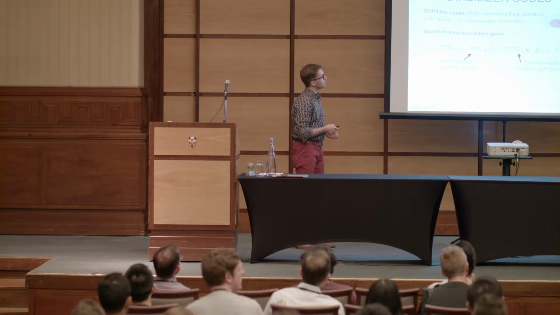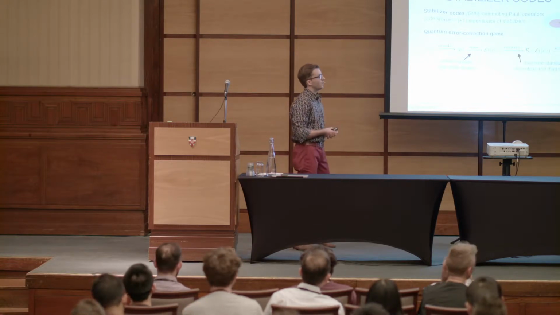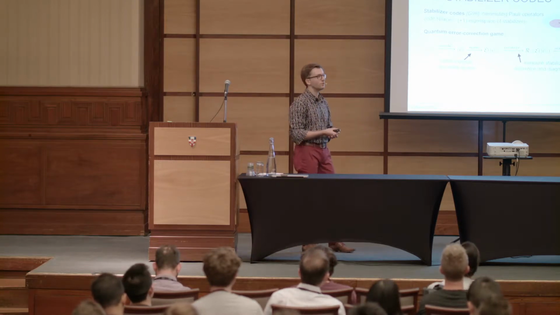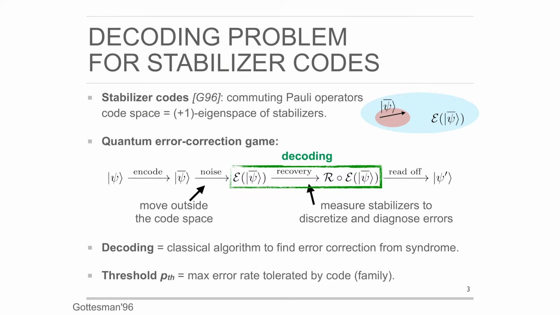So then what we will do is we'll measure some stabilizers, and this will discretize the errors, and it will allow us to diagnose what errors affected our system. So when I say decoding or a decoder, I mean this part of the quantum error correction game. Decoding is a classical algorithm which allows us to find an error correction from the observed classical syndrome. And of course, we win this game if the information we put in is the same as the information we read off at the end.